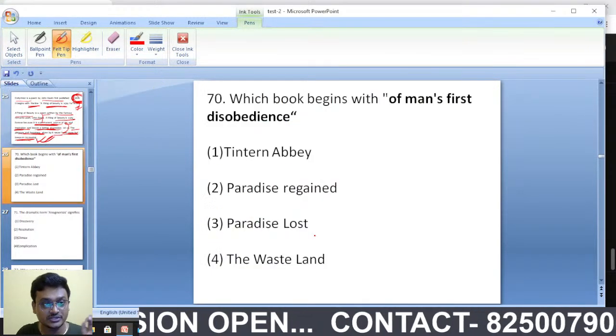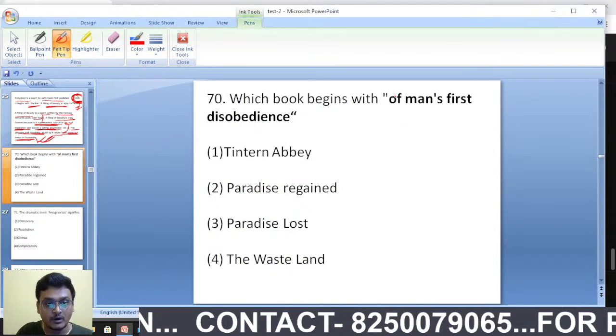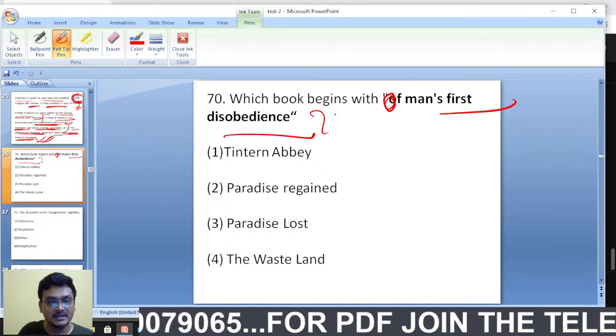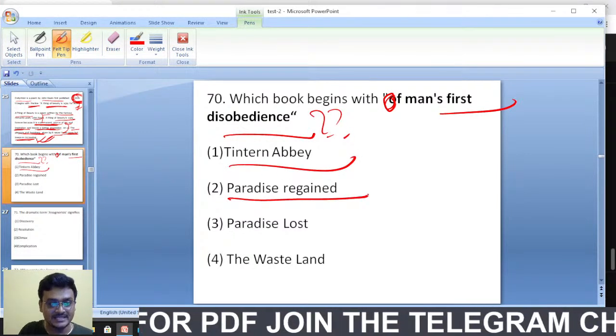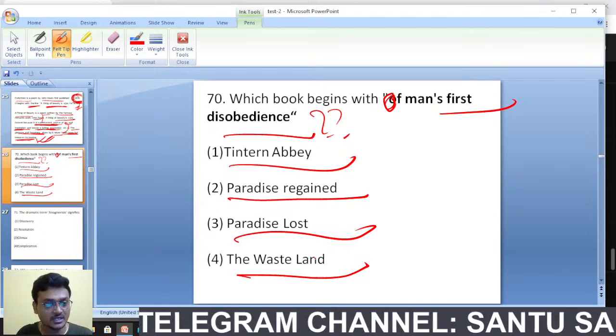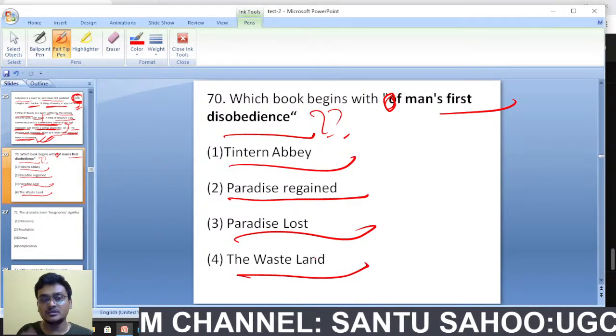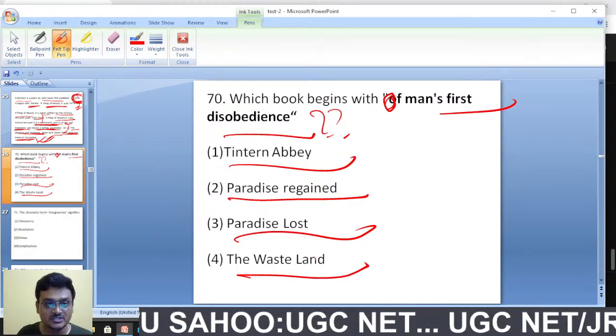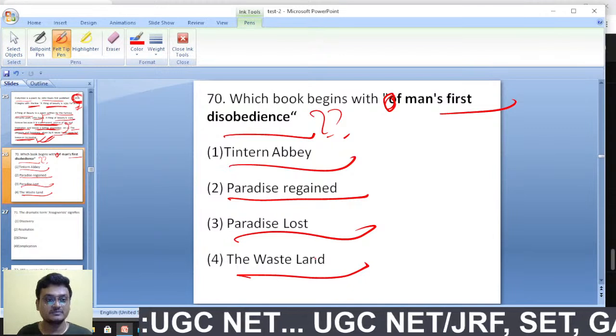Okay, next question. Which book begins with "Of man's first disobedience"? Options: Tintern Abbey, Paradise Regained, Paradise Lost, The Waste Land. Which poem was published in 1818? That is Endymion. Which book begins with "Of man's first disobedience"?